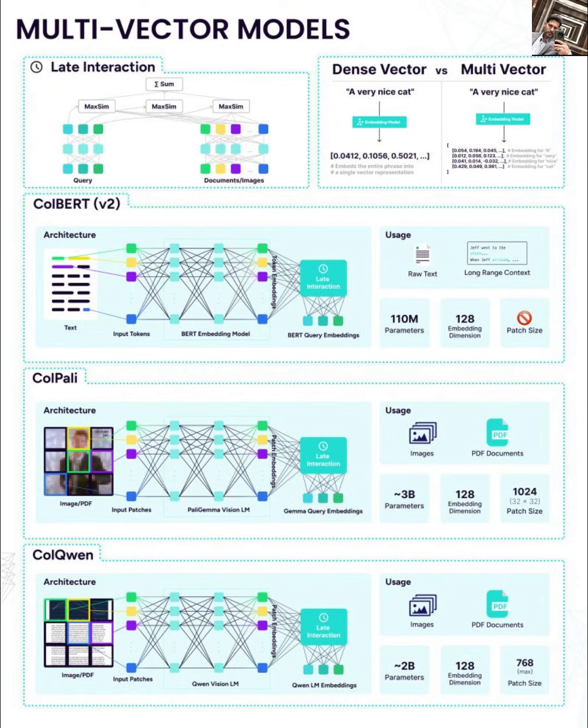It's slightly smaller than ColPali, with around 2 billion parameters, the same embedding dimension of 128, and a slightly smaller maximum patch size of 768.